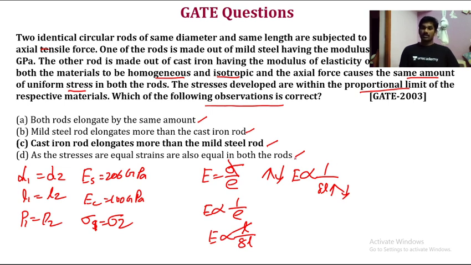So by comparing steel and cast iron, steel has a higher Young's modulus, so it will have a lesser change in length compared to cast iron. So the cast iron rod elongates more than the mild steel rod. This is the correct answer. The remaining are wrong. Got it?